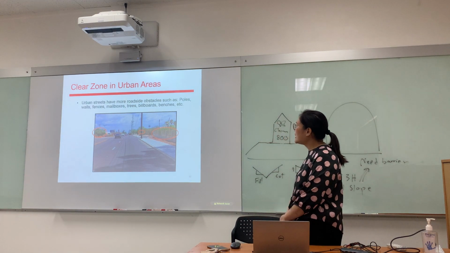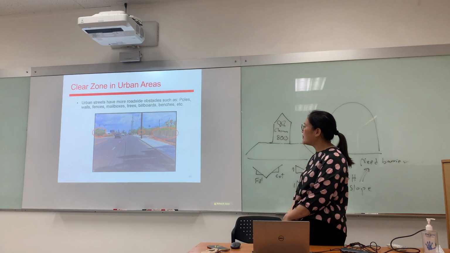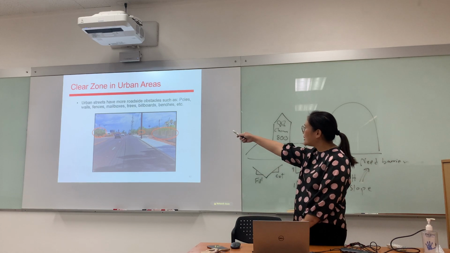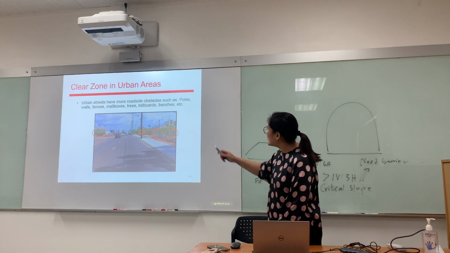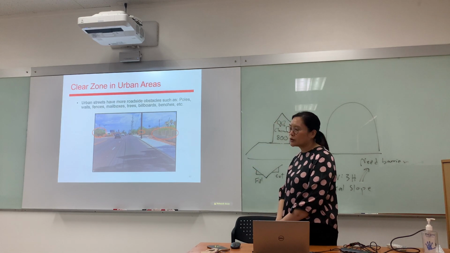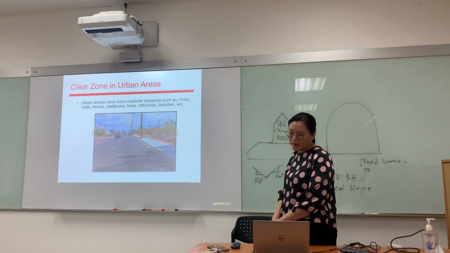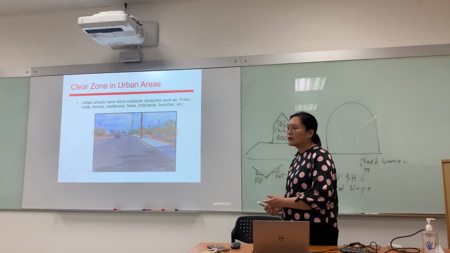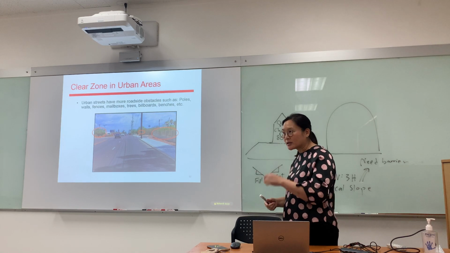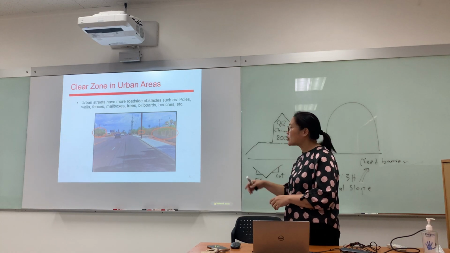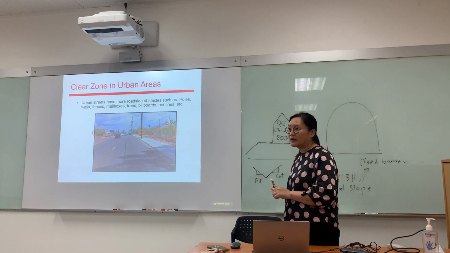Clear zone in urban area. In urban areas, what about the roadside hazards? In urban areas, there are so many roadside obstacles: walls, fences, billboards, benches. So what should we do if we cannot provide the clear zone? What you have to do is reduce the speed. Find a way to control the speed in the urban area.